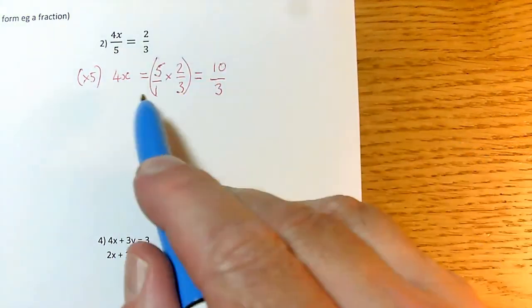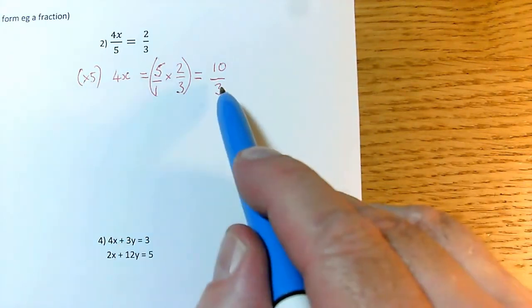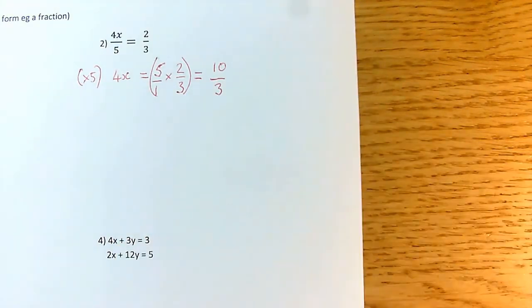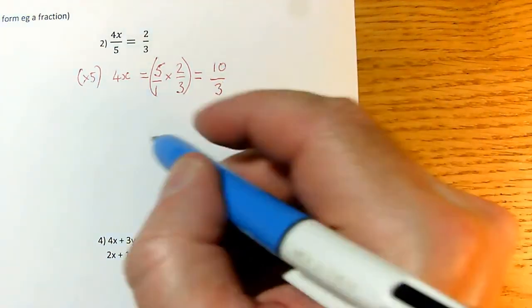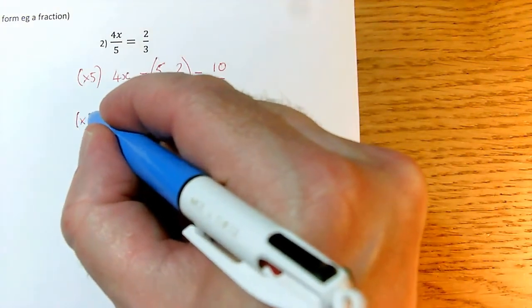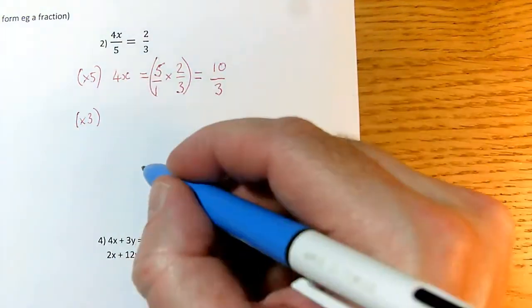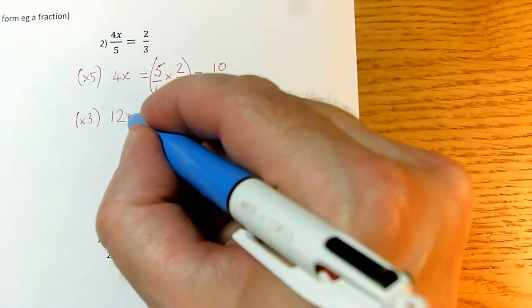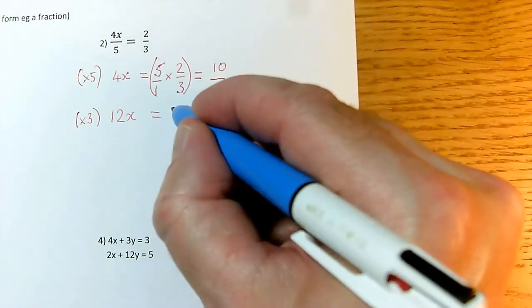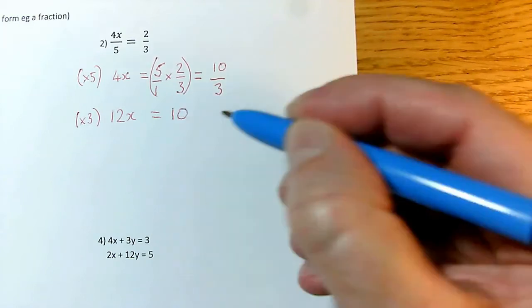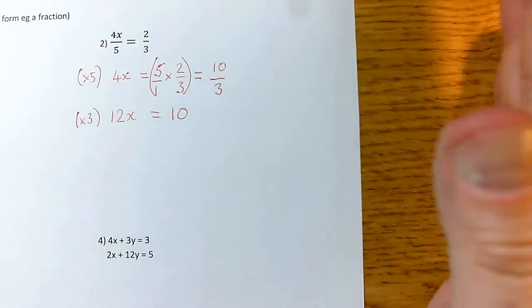I'm looking at this 4x equaling this 10 over 3, and I'm going to keep going with my plan of getting rid of all the fractions. So this has got division by 3 going on. I'm going to undo that by multiplying by 3. So if I multiply by 3, then 4x becomes 12x, and the point of it was that multiplying this by 3 turns it into a nice number, which is 10. And now I've got a very simple looking equation.